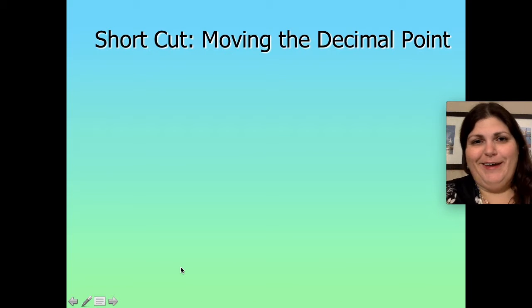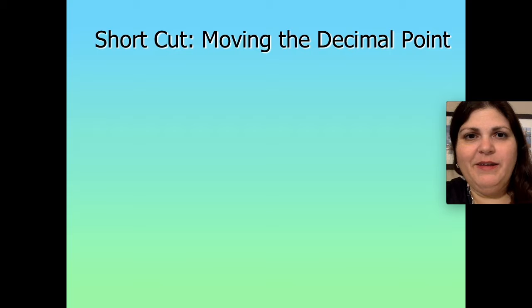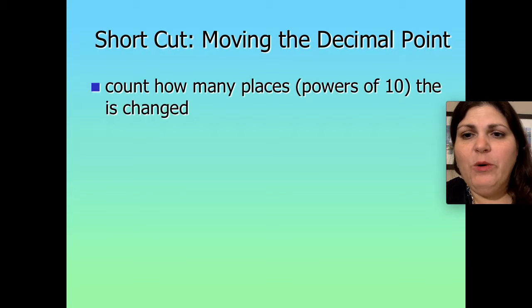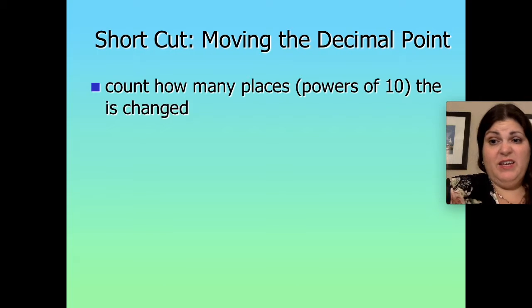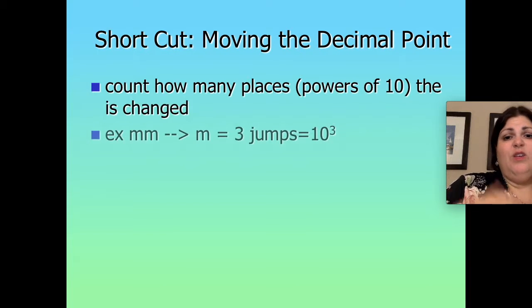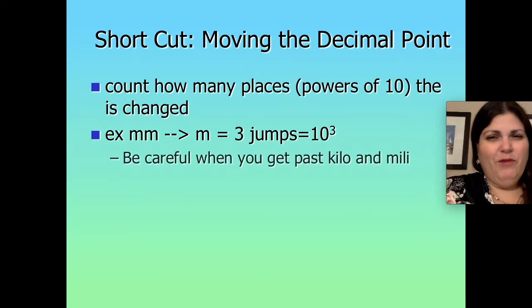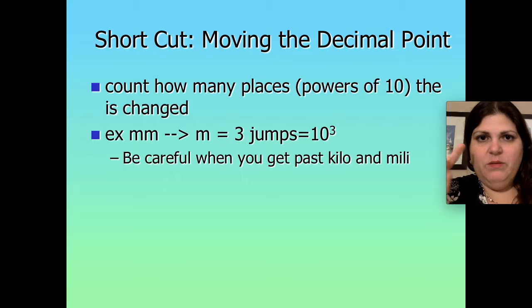So I have a shortcut. I don't know how your chemistry teachers would feel about this, but in life it will save you a lot of time. So if you count how many powers of 10 you have to go, in other words, how many times you would move the decimal point, you can just do that. So if I want to go from millimeter to meter, that's 3 jumps. Remember, when we get past kilo and milli, it goes by 3.